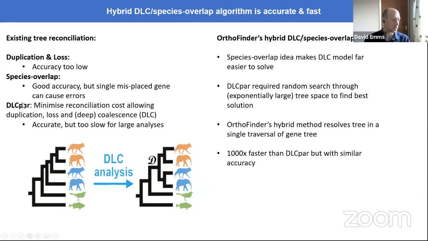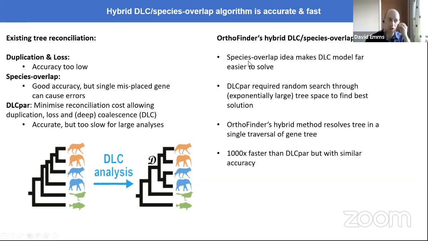And as Celine talked about a bit in her talk we've just had before, there's this method called DLCPar, which is one of these more sophisticated methods for looking at this problem, which has this idea of duplication, loss and deep coalescence. And we can think of this coalescence in a sense as a rearrangement of this tree that we want to account for when we infer orthologs. And that proved to be very accurate, but just too slow for these large scale, even medium size analyses we want to do with OrthoFinder.